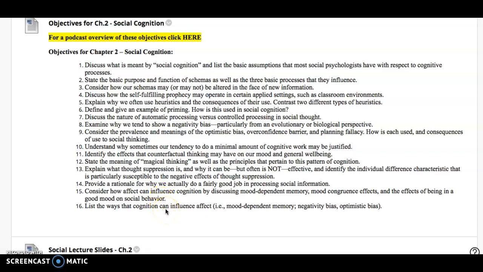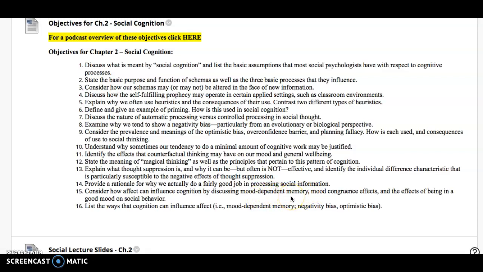Consider how affect, our mood or feelings, can influence cognition. How do your mood and your feelings and your emotions influence cognition? And you'll do this by discussing mood-dependent memory, mood congruence effects, and the effects of being in a good mood on social behavior. So there's a lot to say for mood. I think recently we're seeing a lot of memes out there about our mood and how it can affect us. I don't think anyone's foreign to this idea that a good mood can affect you and a bad mood can affect you. What does research say about that? How are our memories tied to mood?